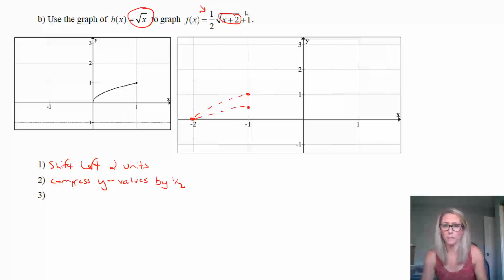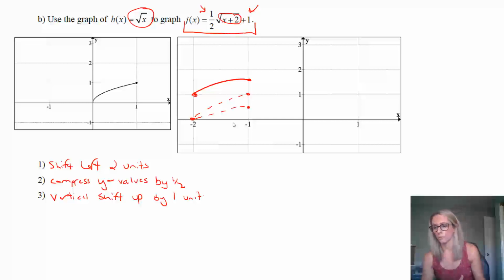And then the last thing that happens is adding 1. So now every y value goes up by 1. So vertical shift up by 1 unit, by 1 or 1 unit, however you want to say that. And so that means that we do have a -2, 0. So now we'll have -2, 1. And we have -1, 1/2. So now we'll have -1, 1 and 1/2. And we'll head up here. And this will be our final version. So this is now this j of x right here, just using transformations.